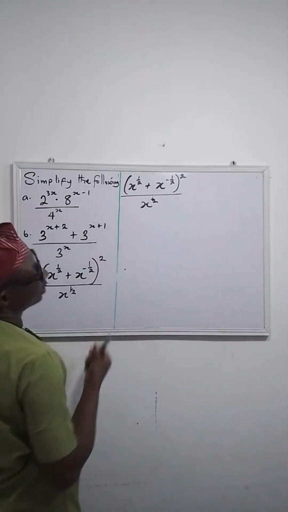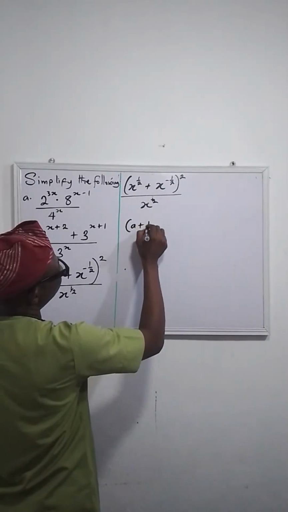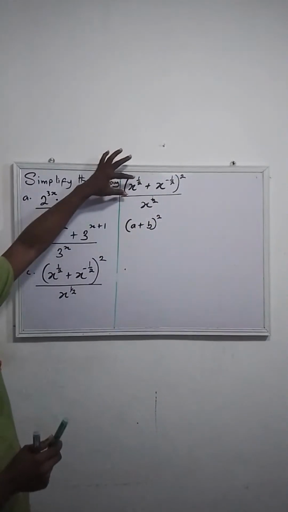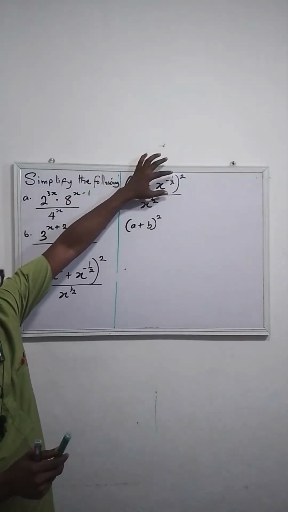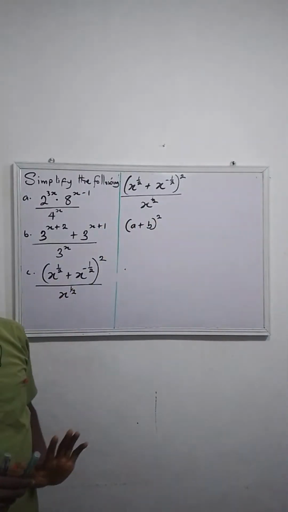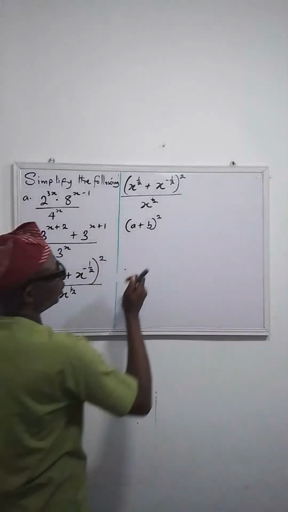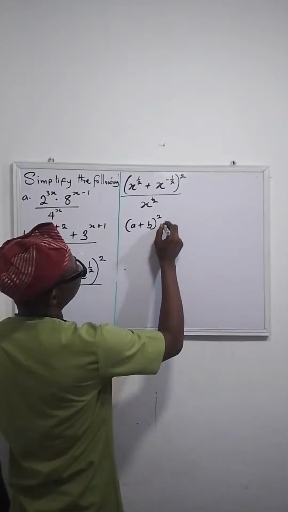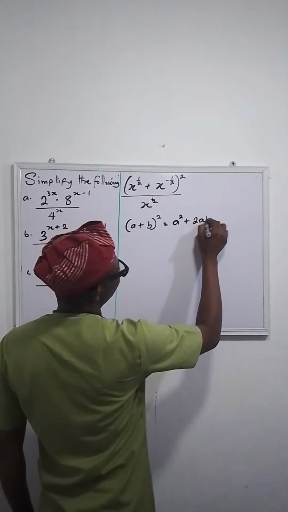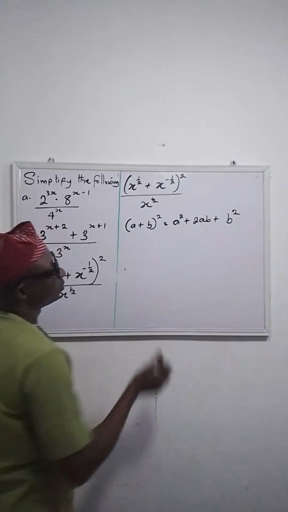Now, when you examine this, the numerator looks like this: a plus b, raised to the power of 2. This is different from this. We have different terms being added together and raised to the power of 2. So how do we do this if you are given this type of problem? The result is a squared plus 2ab plus b squared. So that's how, once we expand it, this is what we're going to have.